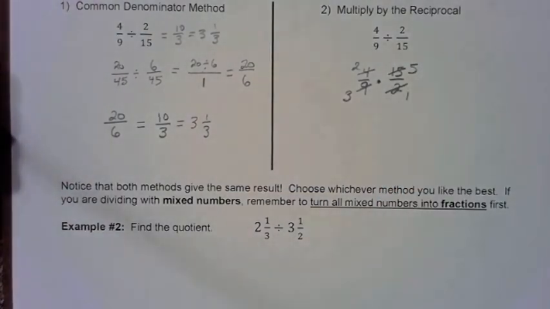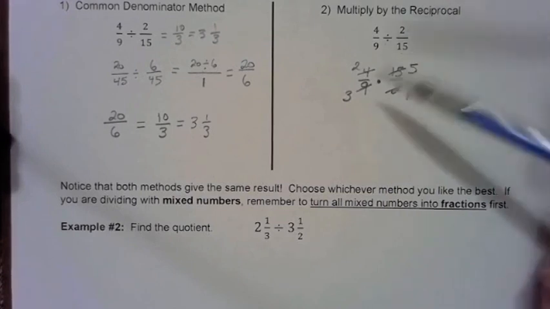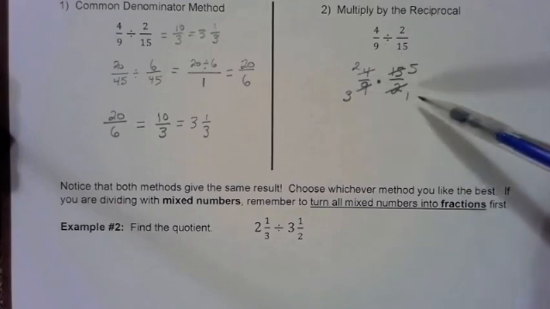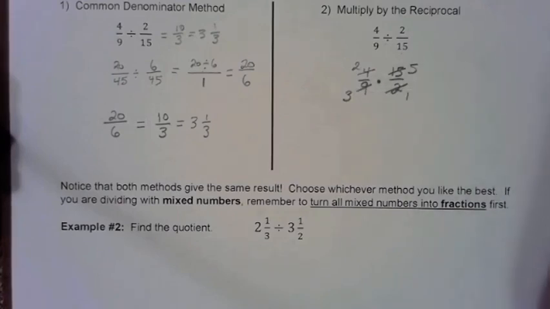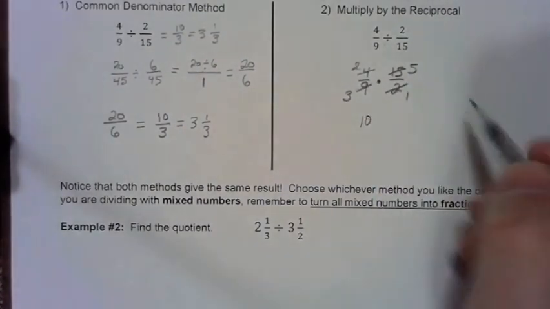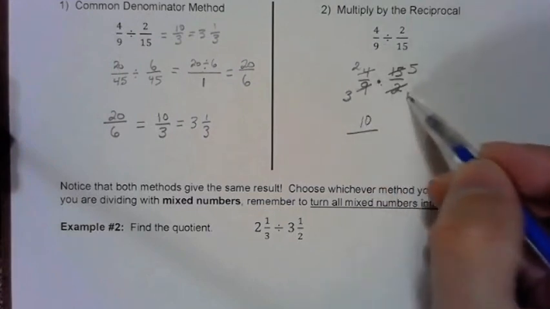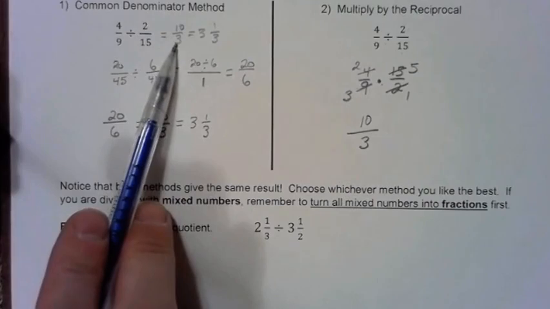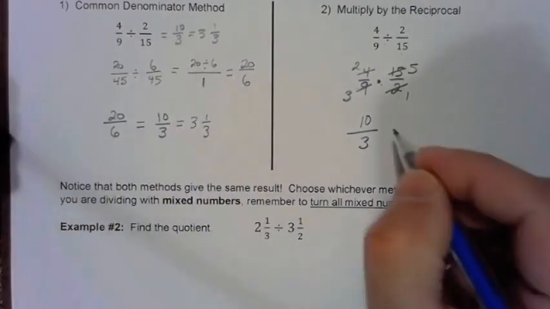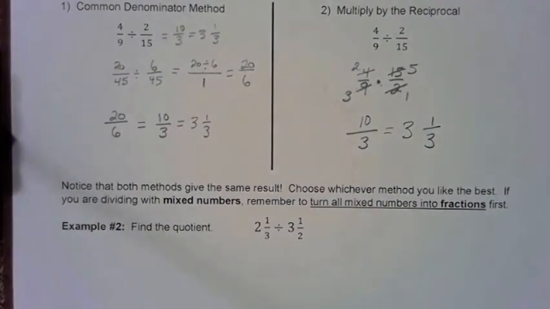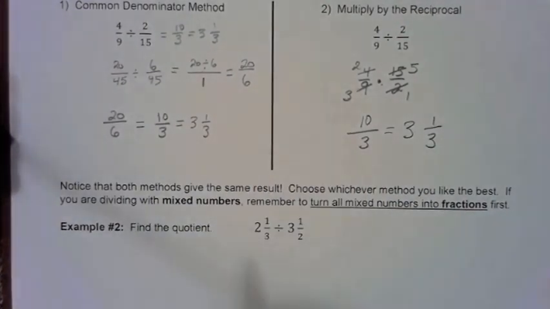All right, and now I don't think I see any more simplifying. 2 can't simplify with 3 or 1. 5 can't simplify with 3 or 1. So now all I'm going to do is multiply. In the numerators, 2 times 5 is 10. And in the denominators, 3 times 1 is 3. And that again gives me the same answer that I had before, which was 10/3, which is also again equivalent to 3 1/3. So both of these methods give you the exact same answer.